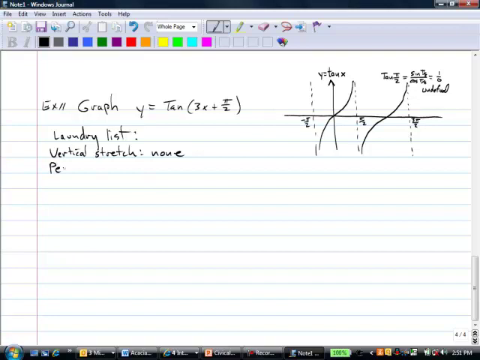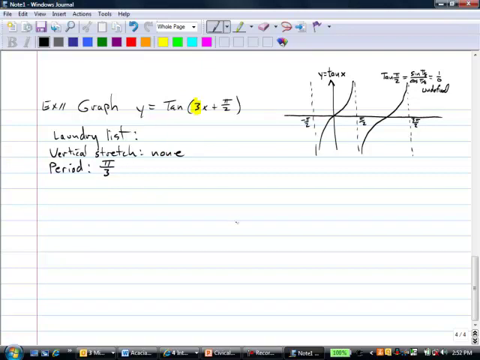Period. Remember, for the period for the sine and the cosine, we had to take this number 3 and put it under 2 pi. And the reason we put it under 2 pi is that's the standard period for sine and cosine. But I just got through saying for tangent, the period is pi. So the period here is pi over this number. Let me highlight it. Pi over that number 3. That's the period in this case.